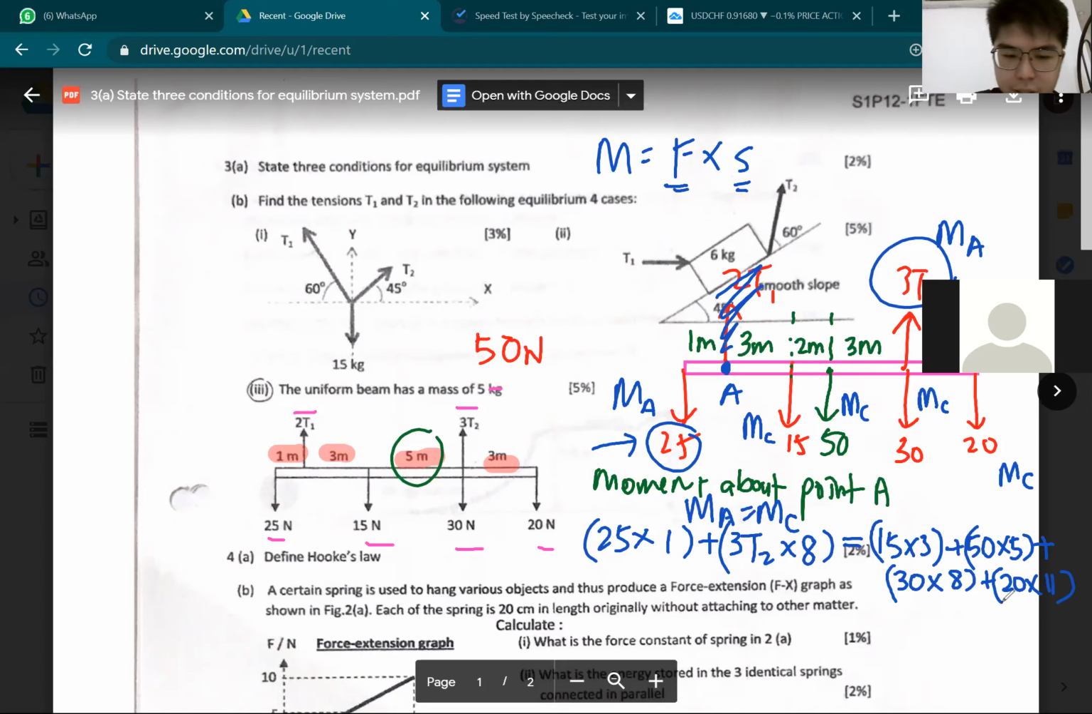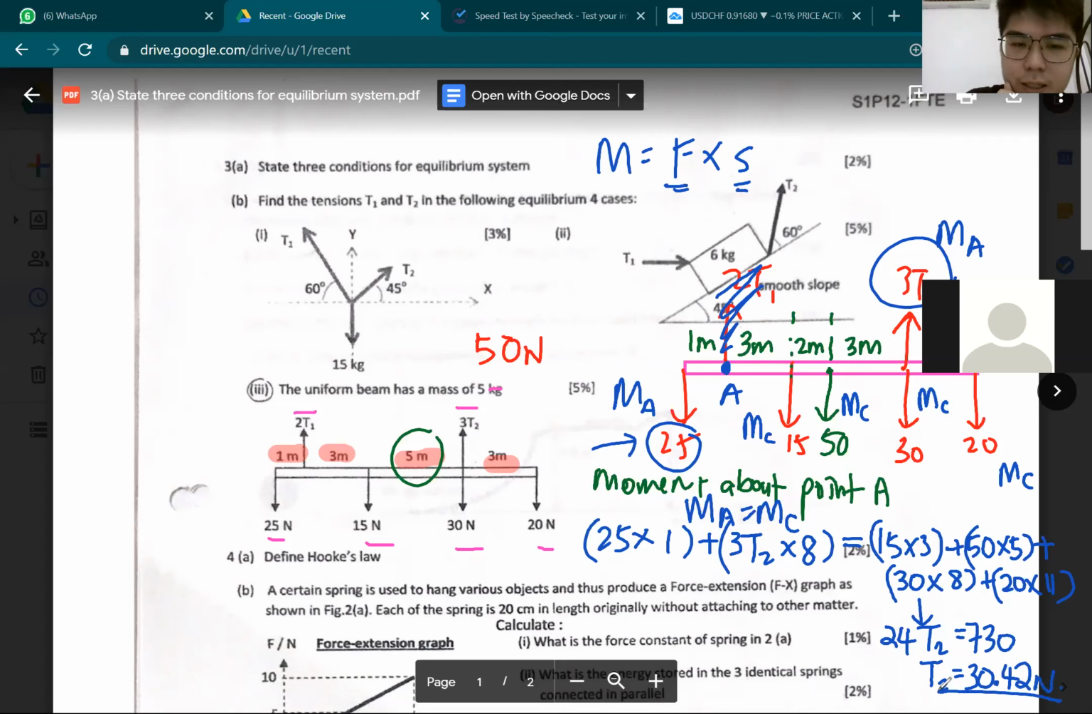So simplify, and I just straight away simplify, okay? At the end, you will get 24T2 equals 730. Okay, 24T2 equals 730. Then you can find T2. So T2 equals 730 divided by 24. You get 30.42 Newton.